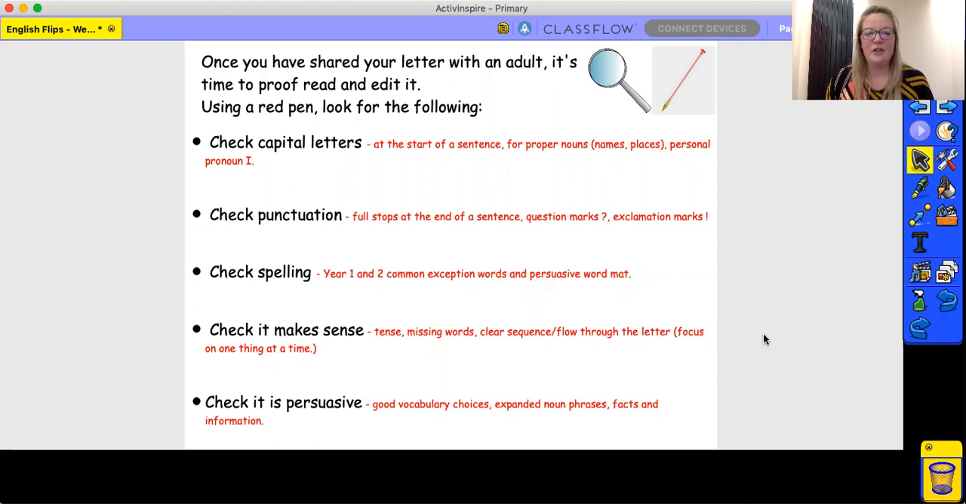And finally, I'd like you to read your letter to check if it is persuasive. This is the whole purpose of the letter. Does Sir David Attenborough feel persuaded about the points you're trying to make? This might be through your vocabulary choices, through your expanded noun phrases or adjectives, and any facts or information that you've given him. You'll have to make sure these are true based on your research.